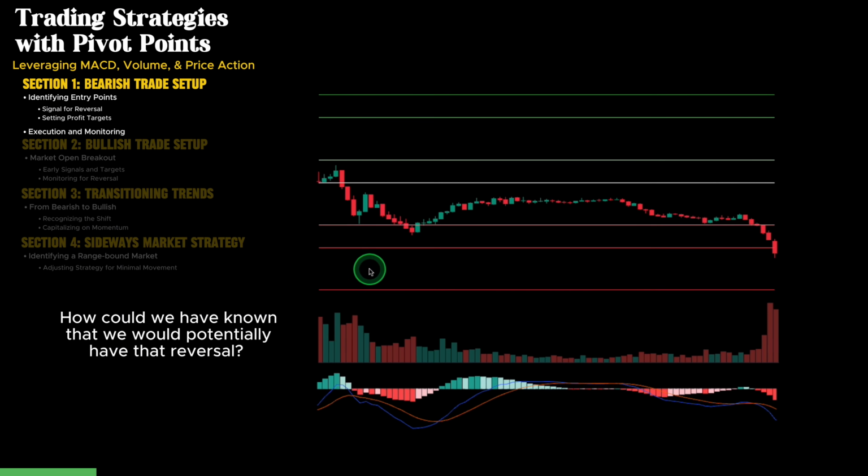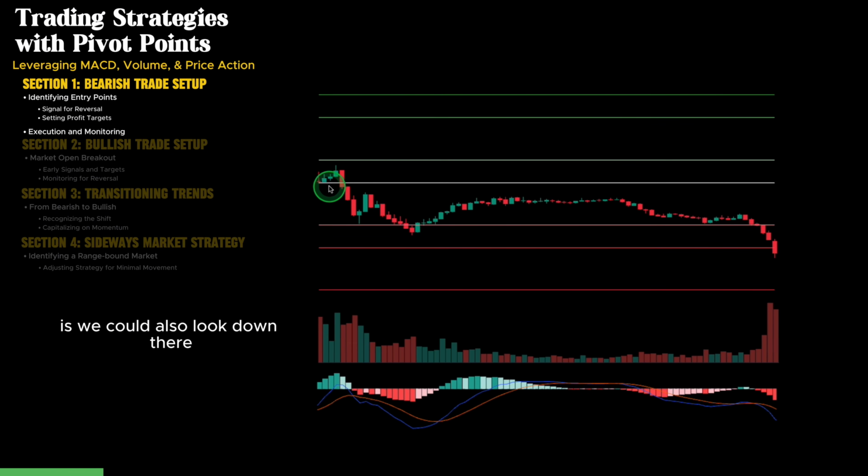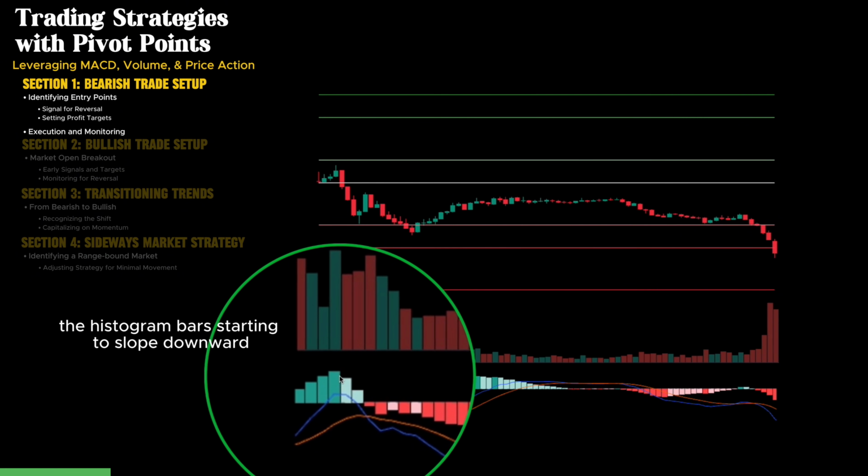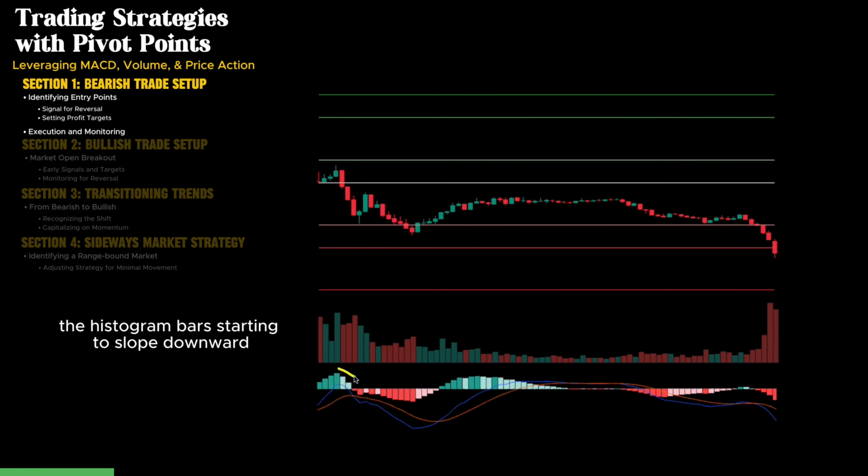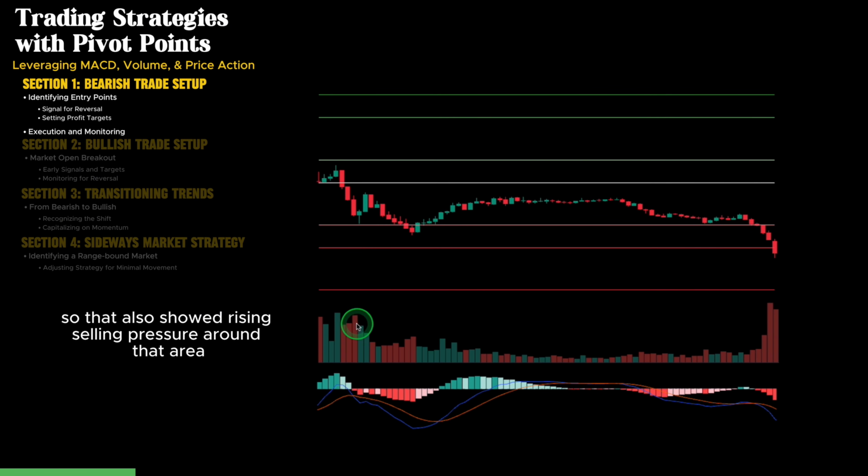Okay, so how could we have known that we would potentially have that reversal? We could also look down there, and we can see the MACD histogram bars starting to slope downward. Our MACD line crossed below the signal line, and that shows some bearish momentum as well. And then we also saw that volume increase on the red bearish volume bars. So that also showed rising selling pressure around that area.